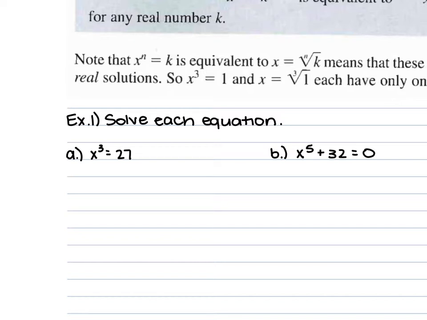So if we look at example A, we have x cubed is equal to 27. Because that power is 3, we're going to take the cube root of each side. That x cubed, the cube root of it is just x. The 27, we have 3 and 9. 9 is 3 and 3. So we have our group of 3. We pull 1 out. So x is equal to 3.